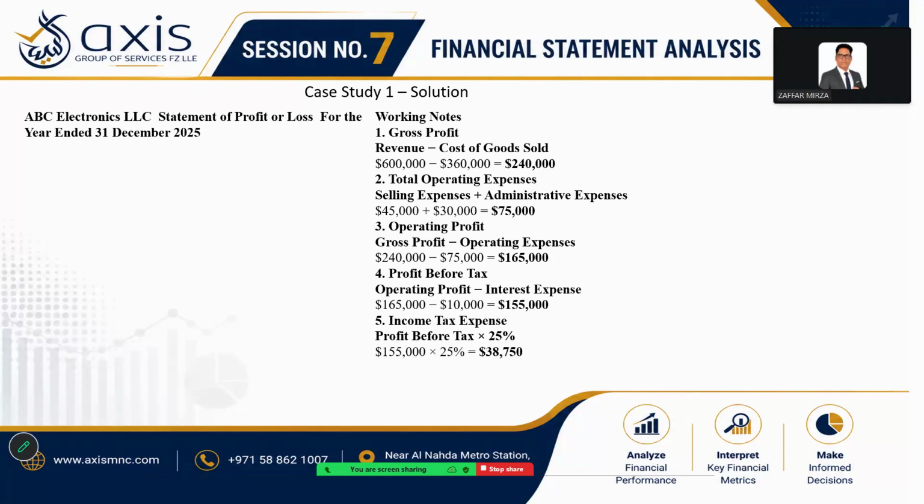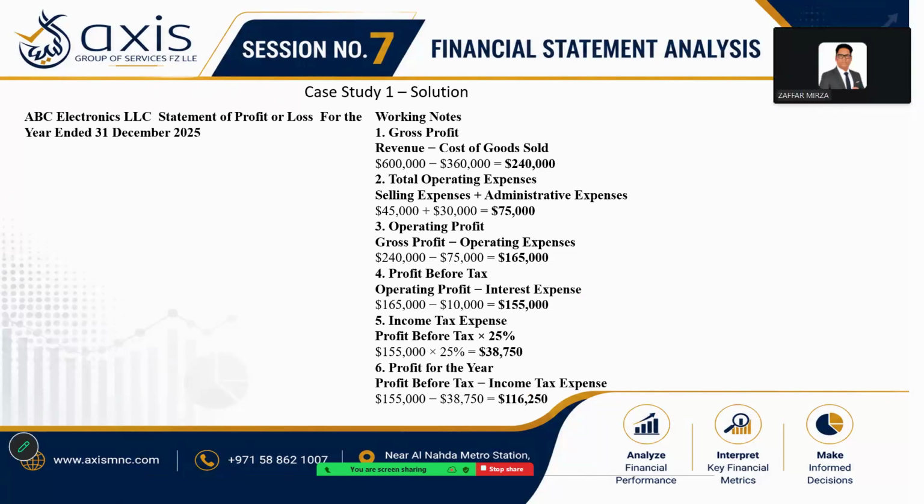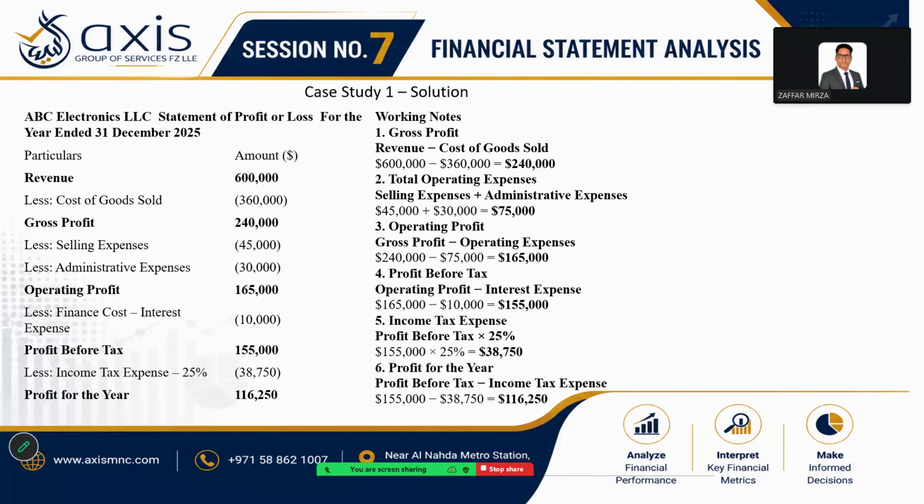Income tax, 25% of the profit before tax, 38,758. Rikesh, you got the income tax same? Yeah. Very good. Profit for the year ending, profit before tax minus income tax, 111,625. So this is the format.